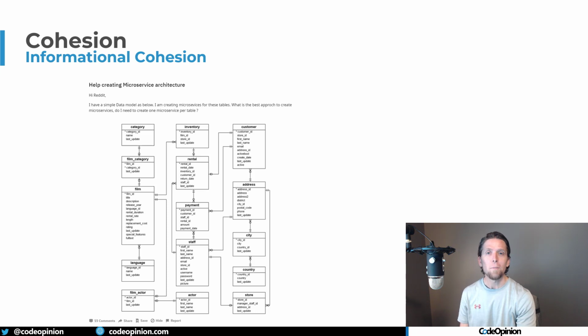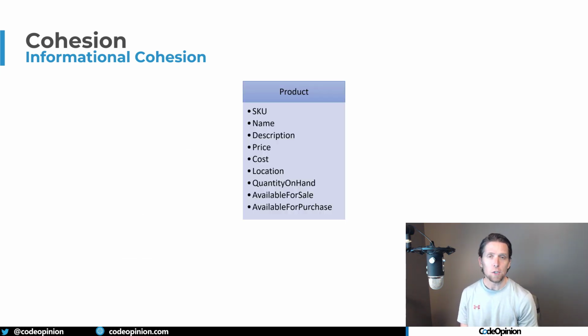The reason why I say informational cohesion is probably the most prominent way people organize code is because this post illustrates it. This was from Reddit, where somebody was asking, "I have a simple data model and I'm creating microservices for these tables. What's the best approach? Do I have a microservice per table?" Now, even the thought that you're going to have services around individual tables kind of proves my point. But the reality of it is, in large systems, the idea of having a single entity live in a single table just isn't reality. And I'll give an illustration of this.